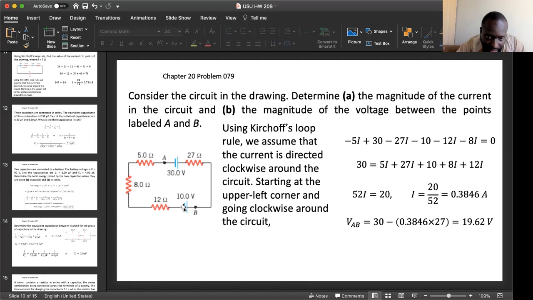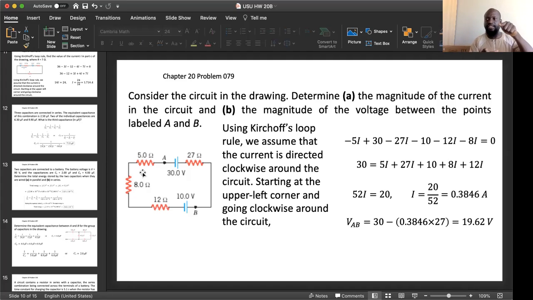And since I'm going counterclockwise, instead of coming clockwise from plus to minus, now it's from minus to plus. So this is going to be plus 10, and this is going to be minus 30. You're going to get exactly the same answer. So it doesn't matter the direction of current and loop you choose, just follow the correct sign convention.